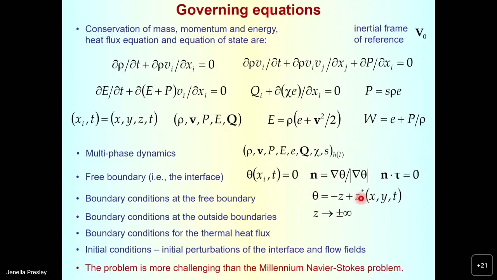It's not all, because in addition to that, we need also to prescribe the boundary conditions at the outside boundaries of the domain. We also need to prescribe boundary conditions for the thermal heat flux, and we need to prescribe the initial conditions, which are the initial perturbation of the interface and the flow fields, which actually impose additional symmetries in the flow, additional boundary value problems, and characteristic time scales and length scales.